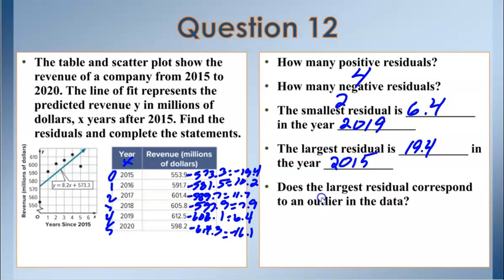Now, does the largest residual correspond to an outlier in the data? For it to be an outlier, it has to be extremely large compared to all the other numbers. The next closest is a negative 16.1, which is not that far away from 19.4. So for this one, I would say no, it does not correspond to an outlier because that number is fairly close to all the other ones. So as a review on Module 4, working with equations and linear functions.